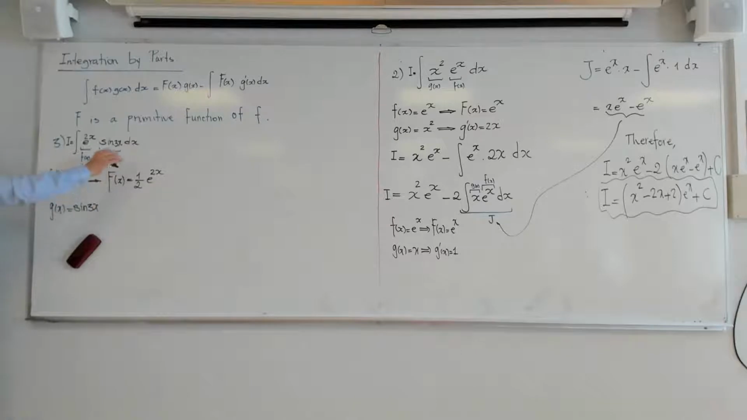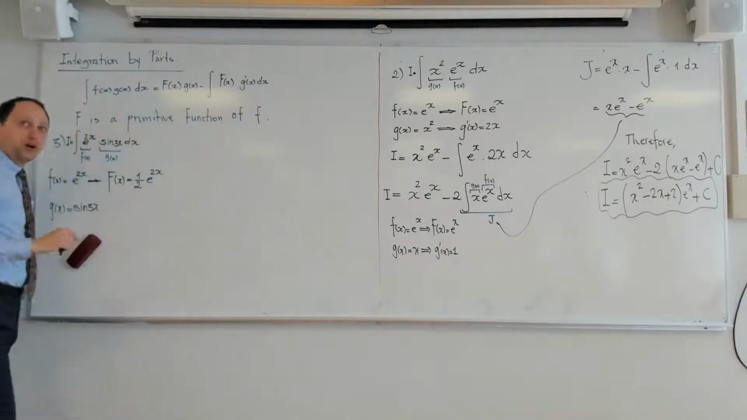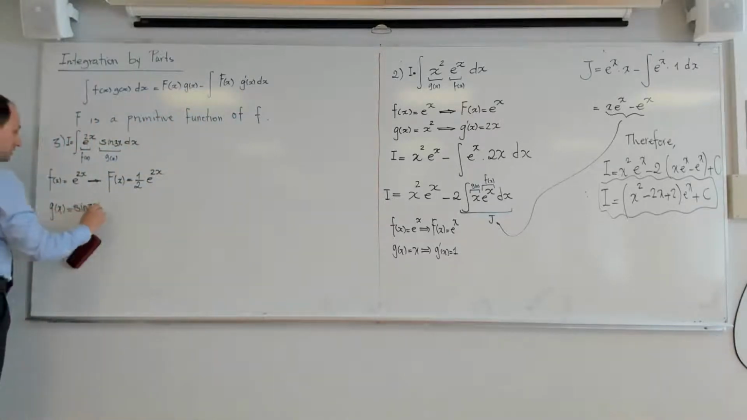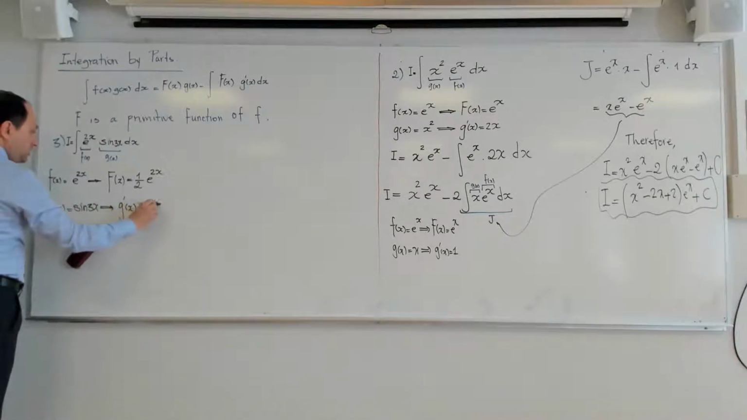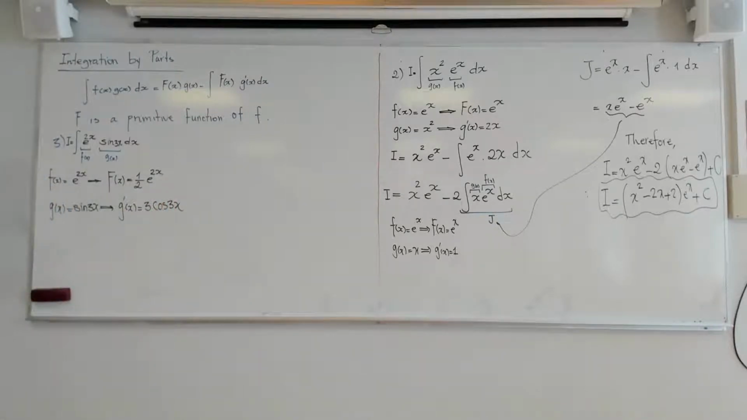But what I need, according to the formula, I need g prime. Yes, so I differentiate this function. So when I differentiate it, it becomes 3 cosine 3x. That's it. You might see what the problem is, yes?